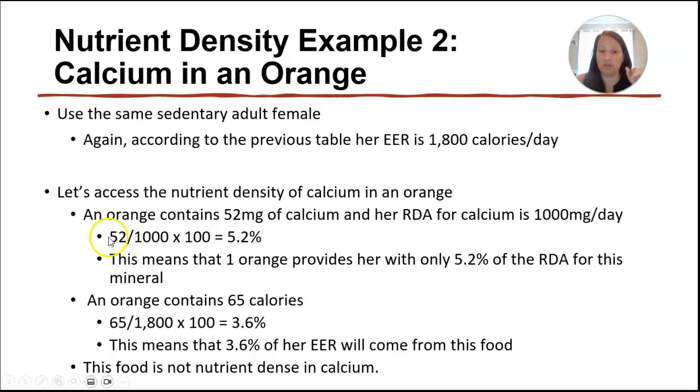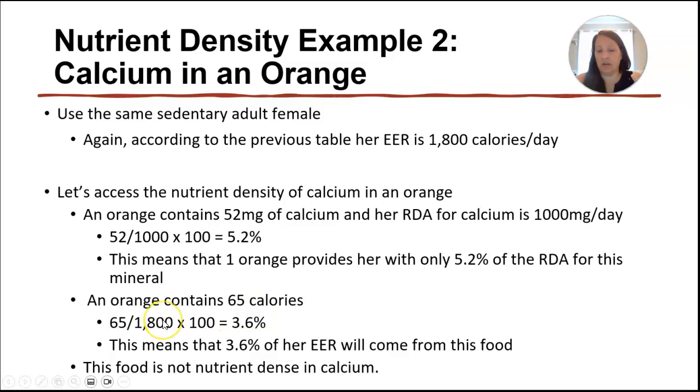So 52, the amount of calcium from the orange, divided by 1,000, how much she needs in a day, times 100 to get the percent, is 5.2%. So this means that one orange provides her with 5.2% of the RDA. Okay, not very high. An orange contains 65 calories.